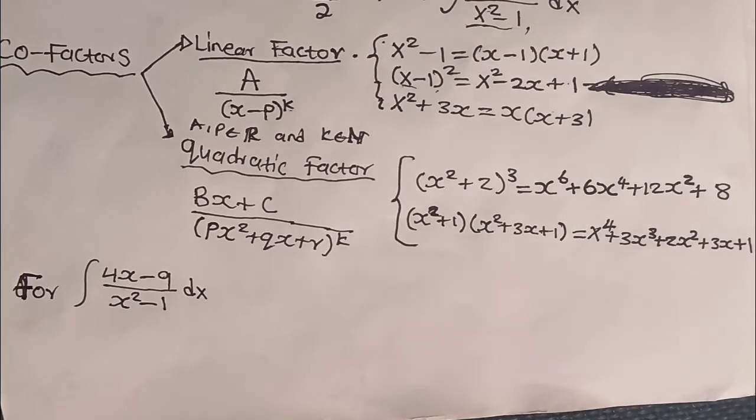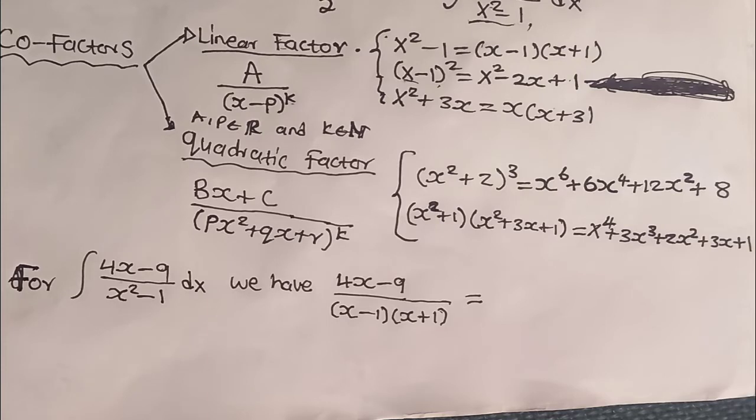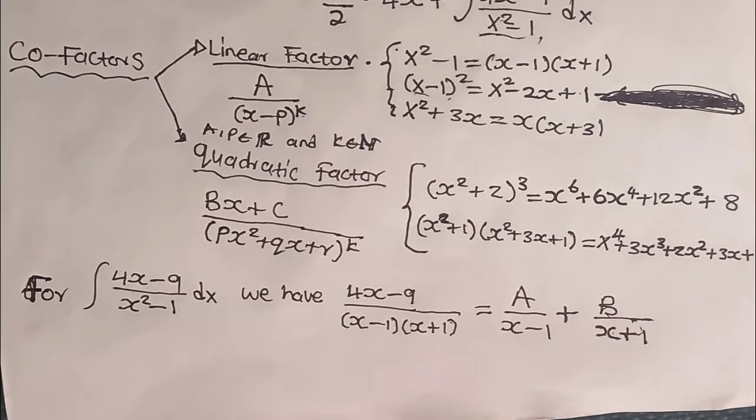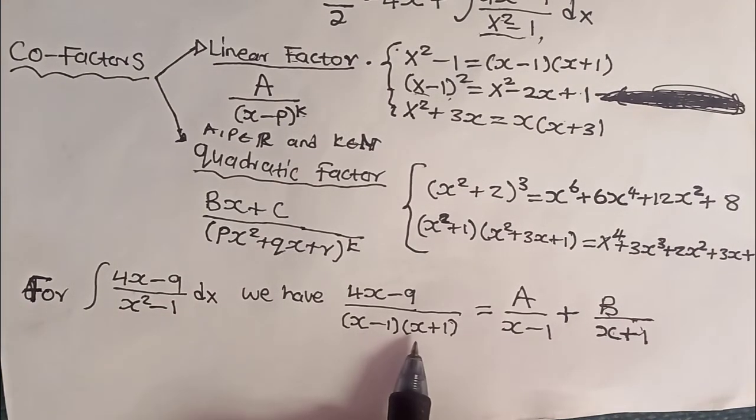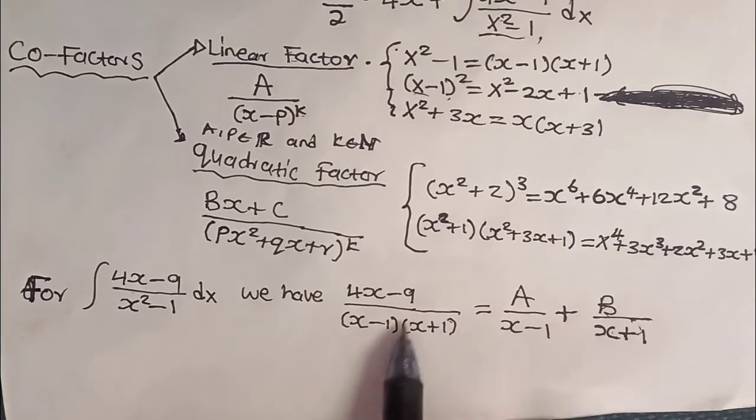So for integrating 4x minus 9 divided by x squared minus 1, we have 4x minus 9 all divided by x minus 1 times x plus 1, which is the same as constant A over x minus 1 plus constant B over x plus 1, since x minus 1 and x plus 1 are just a product of linear factors. Our mission is to solve for constants A and B. For that, we multiply by the denominator on both sides.